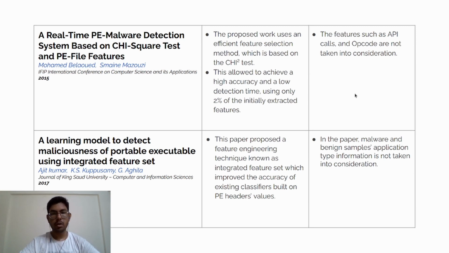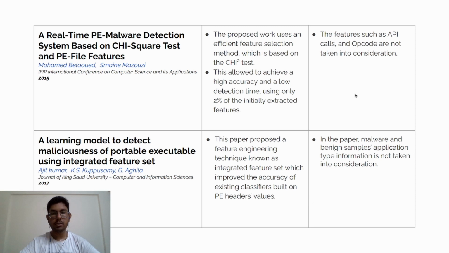And then the last paper that we referred to was a learning model to detect maliciousness of portable executable using integrated feature set, authored by Ajit Kumar and published in 2017. This paper proposed a feature engineering technique known as integrated feature set, which improves the accuracy of existing classifiers built on PE headers values. But the disadvantages were in the paper, malware and benign samples application type information is not taken into consideration. Now, Palak will continue with the methodology of the paper. Now I'll pass on to her.